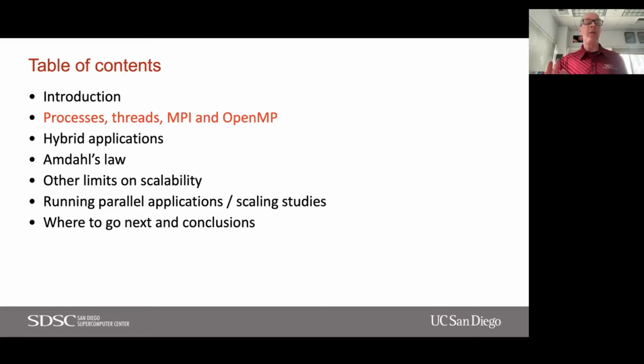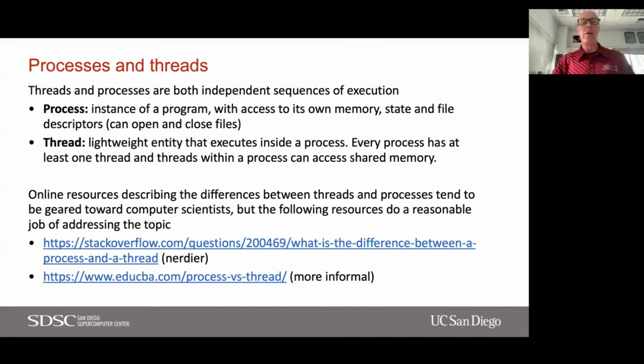Okay, so now I'm going to talk about a few of the important concepts in parallel computing. We're going to talk about processes and threads, along with MPI and OpenMP. So you might have come across the terms processes and threads. These are both independent sequences of execution. You could think of a process as being an instance of a program with access to its own memory, state, and file descriptors. Basically means that a process can open and close files. Threads are lightweight entities that execute inside a process. Every process is going to have at least one thread, and threads within a process can access shared memory.